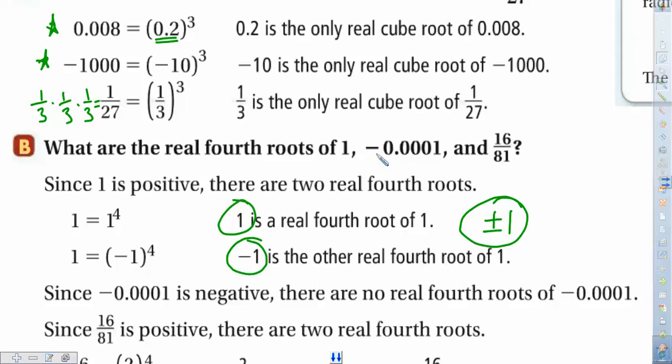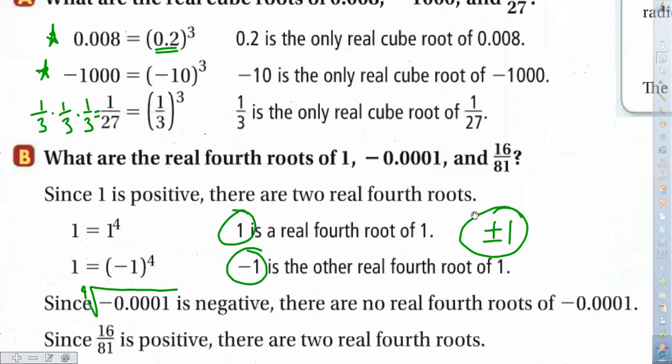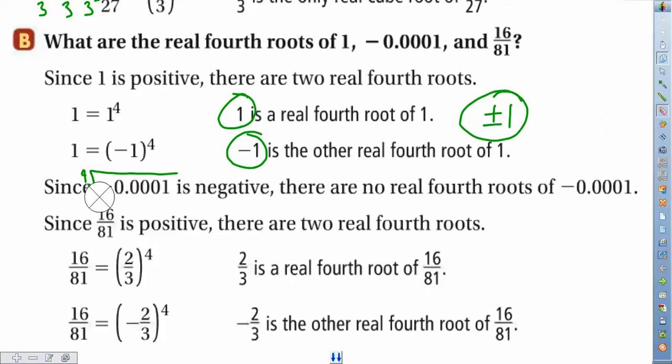Now what about the fourth roots of negative .0001, 1/10,000th? Well, last time I checked, when you take a square root or a fourth root or any type of root, even root anyway, of a negative number, there is no real root, right? Isn't that what they're trying to tell us right here? If that number, b, is negative, there are no real nth roots, right? That's when i starts to enter into the mix. So does their answer make sense here? It does to me, right? Because they're taking an even root of a negative number. There are no real fourth roots, okay?